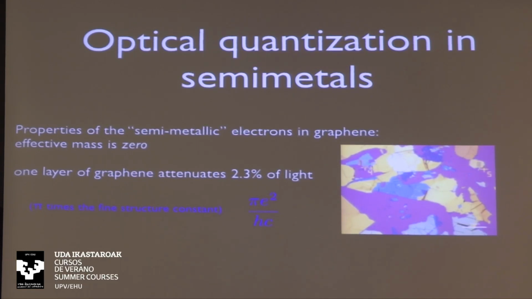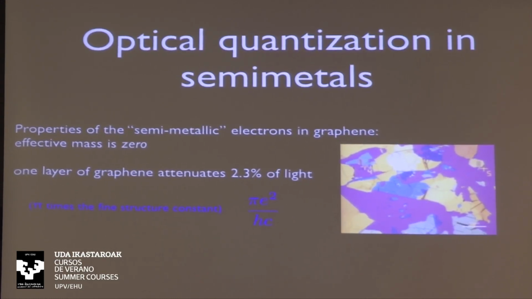But anyway, it blocks 2.3% of the light, and 2.3% is pi times 1 over 137, where 137 is the famous fine structure constant. And it's the fine structure constant in vacuum. It's the real speed of light. It's not the speed of light for electrons in graphene or something.